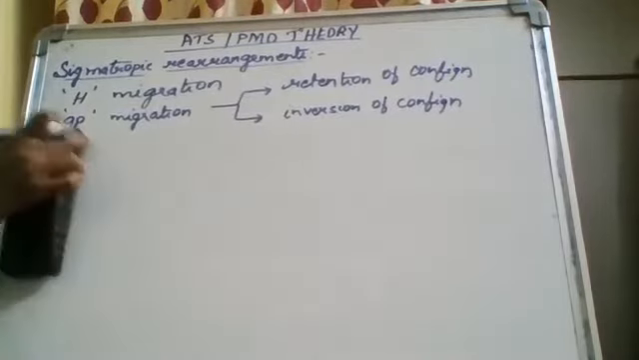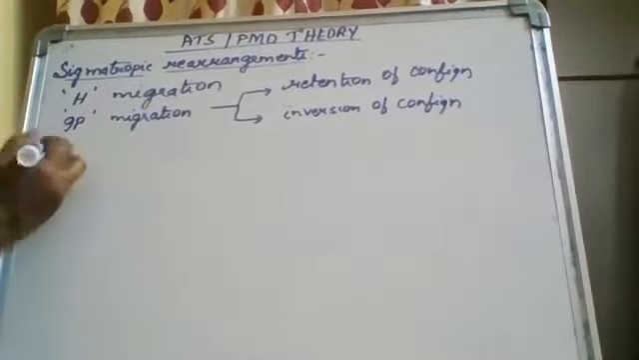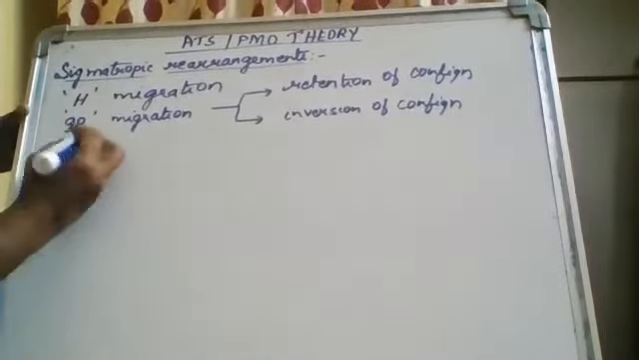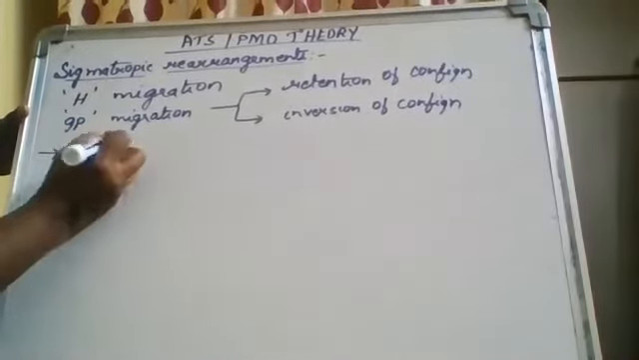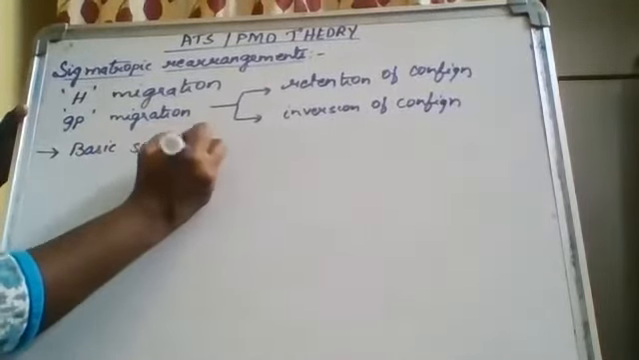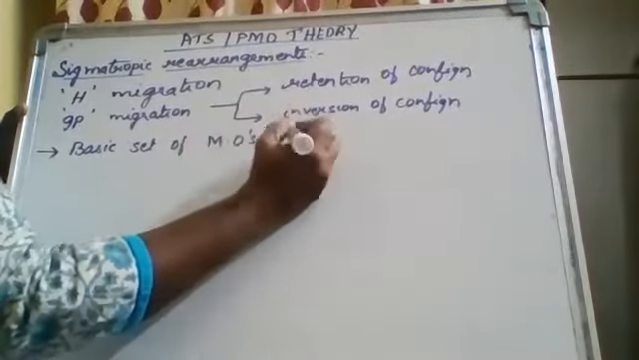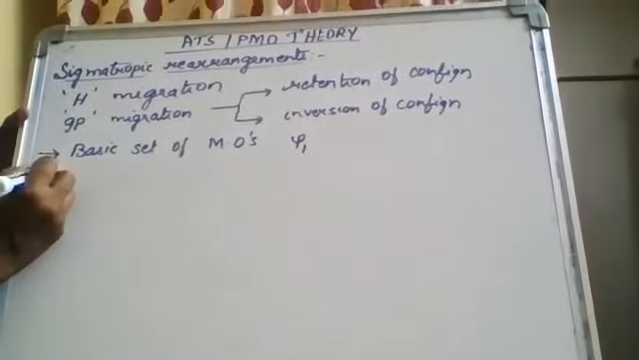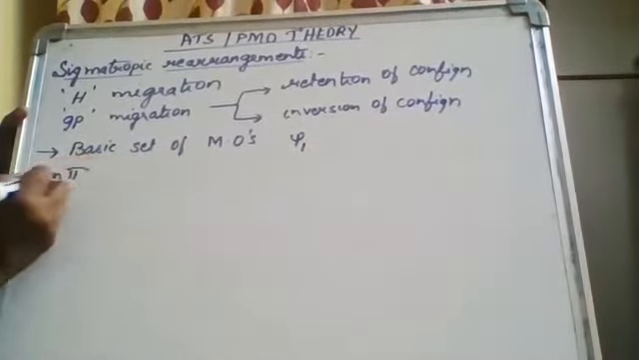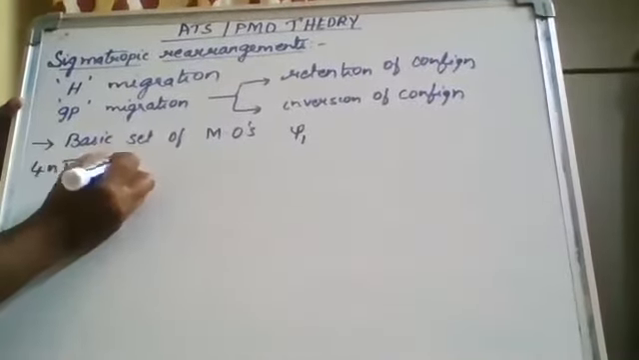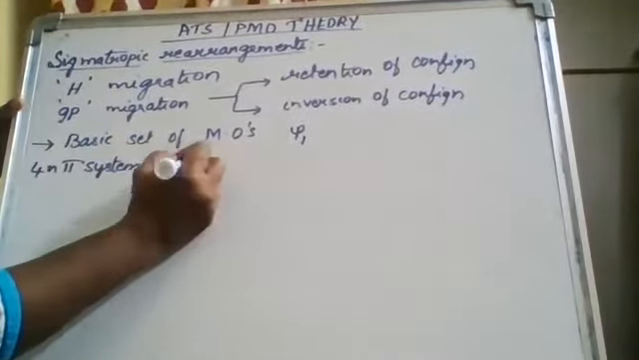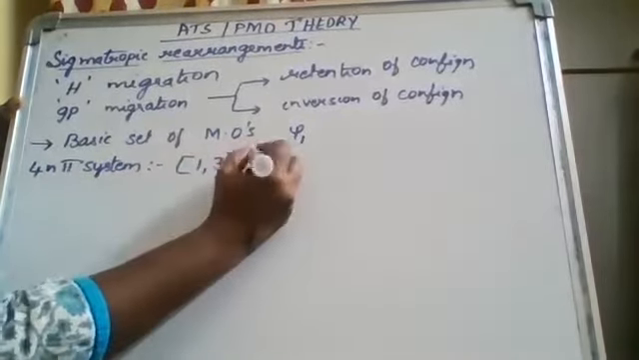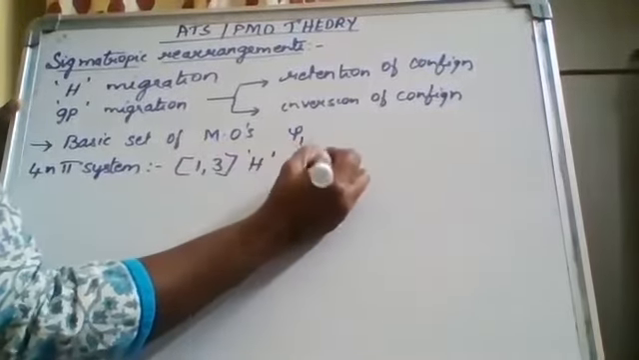Before going to the 4n pi system, again the ATS and the PMO theory, as we have done in the case of the cycloadditions and the electrocyclization, we need to consider the basic set of molecular orbitals, that is nothing but the psi functions, psi1 functions. Okay, so we will be doing the 4n pi system. Under the 4n pi system, we have 1,3 migration. Now, this 1,3 migration can be a hydrogen. First, we'll do the hydrogen migration.